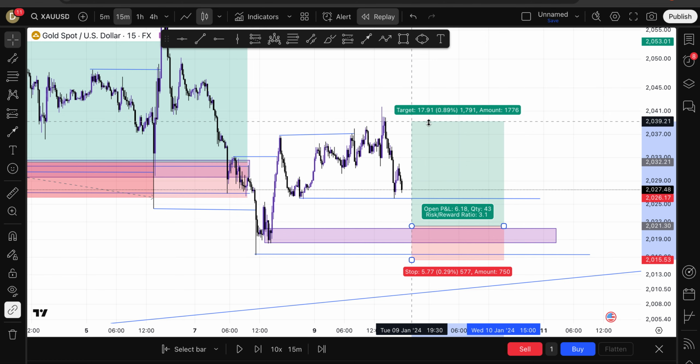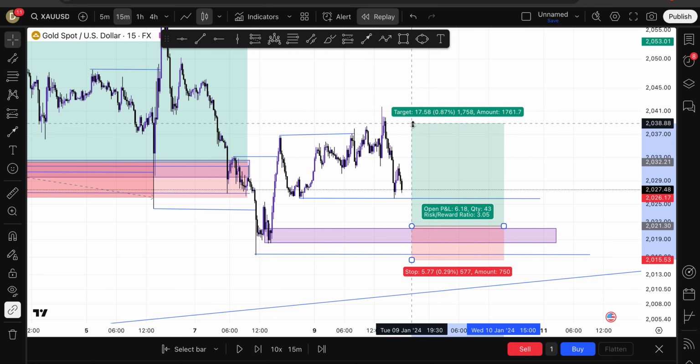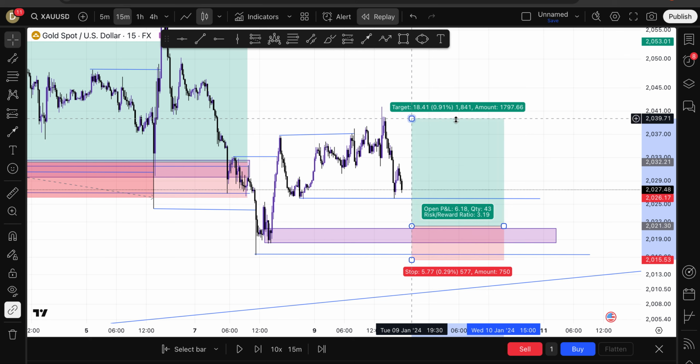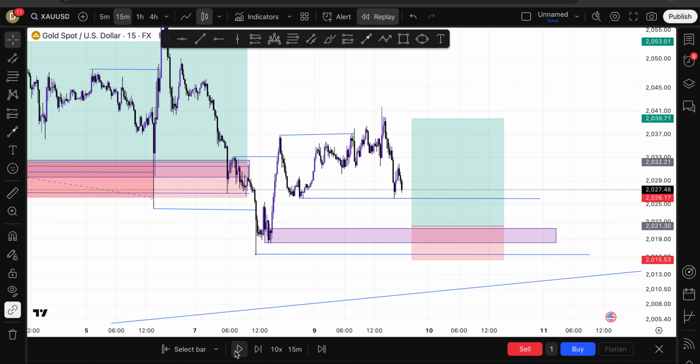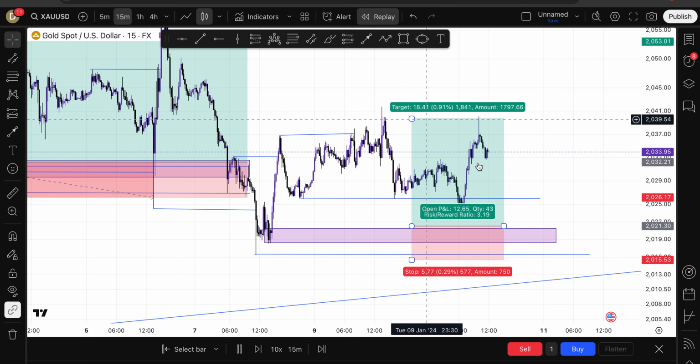So I don't use 4 point something. Once I see that is above here, I just target 3 ratio. The minimum I target is 3 ratio, so I'll just target here. Why I target here is because anytime I didn't see another high, I don't normally like taking.